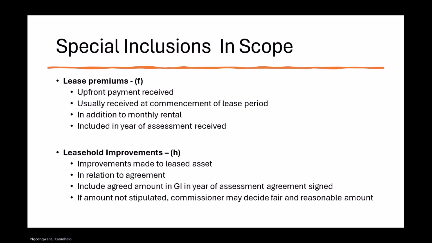Any thoughts? Okay, when we get to specific deductions, we'll cover this, but the person who's spending the money on these improvements is allowed to deduct those improvements. But that deduction is also limited to the amount that's agreed in the lease. So if the lease says you're going to spend 500,000 and you spend 600,000, only the 500,000 is allowed as a deduction. The other 100,000 is not allowed as a deduction.